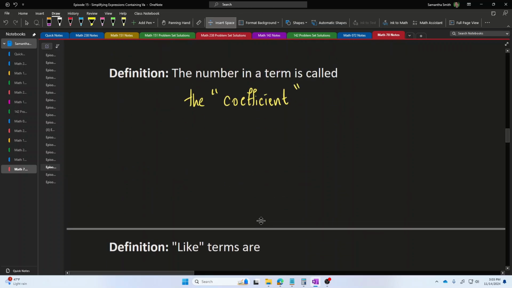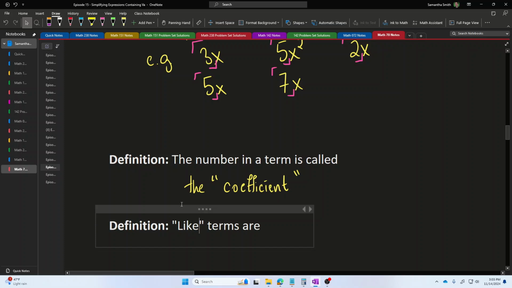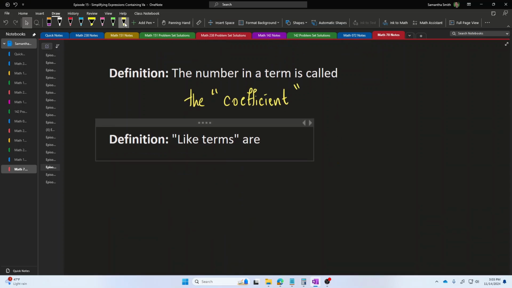And now that we have talked about what is a term, and we have talked about what is a coefficient, I can tell you the important definition for today of what is a like term. Two terms are called like terms if the only difference between them is their coefficient.